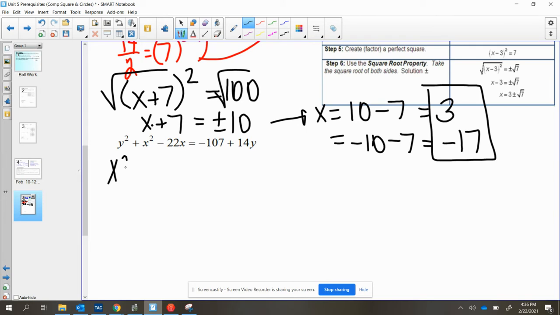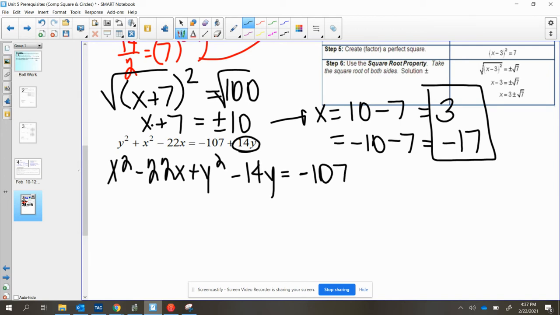Okay? So we're going to adjust this so that all the x's are together and all of the y's together. So I'm going to have to bring this 14y back to the other side through subtraction. But I'm still going to leave that constant on the other side. Think about it like it is a party and your invitation is a variable. So negative 107 has to stay on the other side of the equal sign, can't get in the party.